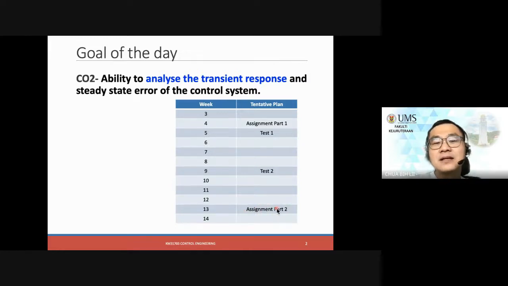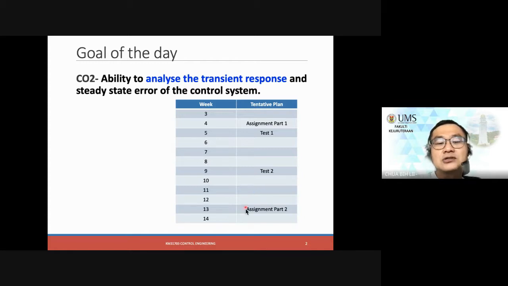But to make sure your progress is correct, I would like you to submit what you have done on week 4, the part 1 of it, so that I can give you feedback, so that you can tune or rectify it accordingly before you proceed with the second part of the analysis as well as the design of the controller.